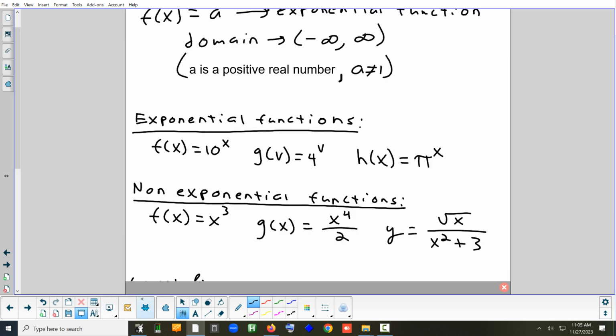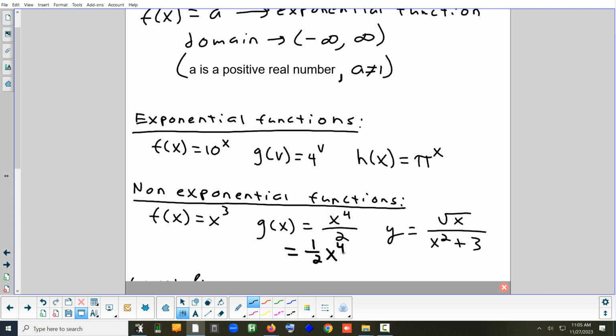The first one is a polynomial. That's a cubic polynomial, x cubed. This one you could also think of, instead of dividing by 2, as a 1/2 in front. That's a quartic polynomial, 1/2 x to the 4th. The last one doesn't really fit in the category. It's a combination of a radical and a rational function.